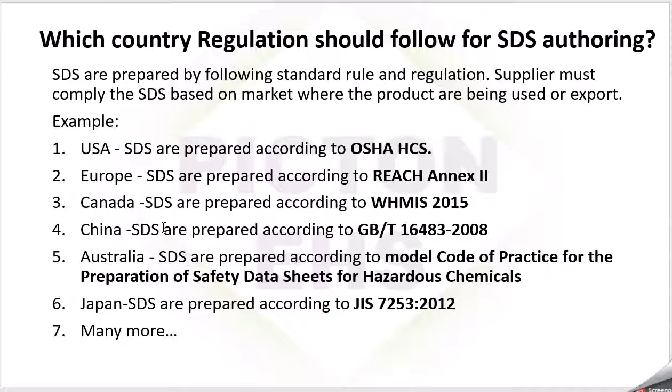In the Canadian market, SDSs are prepared according to WHMIS 2015. For the China market, it is prepared according to GB/T 16483-2008. For the Australian market, the Model Code of Practice for Preparation of Safety Data Sheets for hazardous chemicals. For the Japan market, SDSs are prepared according to these regulations, and also many more.